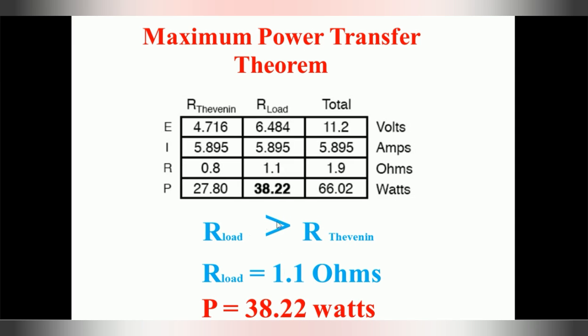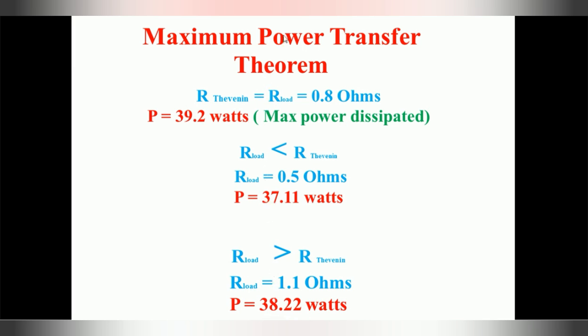Suppose the load resistance value is greater than the Thevenin's resistance. The Thevenin's resistance value is 0.8, but the load resistance used is 1.1 ohm. It is greater than the Thevenin's resistance value, so the power dissipation at the output is 38.22 watts. Now compare these three values of load resistance. When the load resistance is equal to the Thevenin's resistance, the power dissipated at the load is 39.2 watts. If the load resistance is less than the Thevenin's resistance, the power dissipation is 37.11 watts. If the load resistance is greater than the Thevenin's resistance, the power dissipation is 38.22 watts.